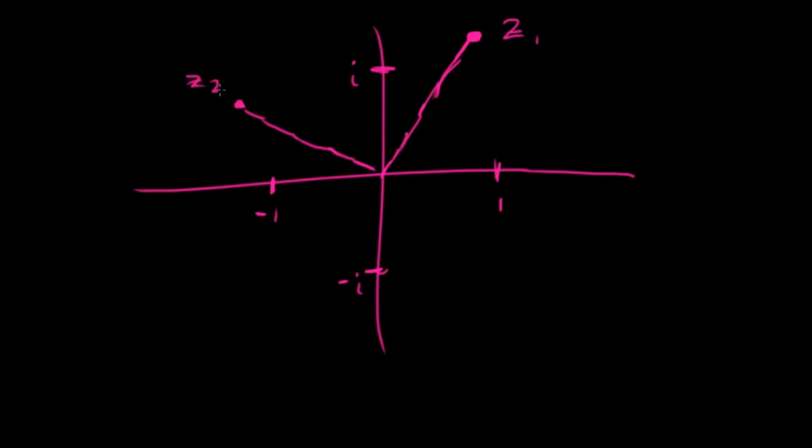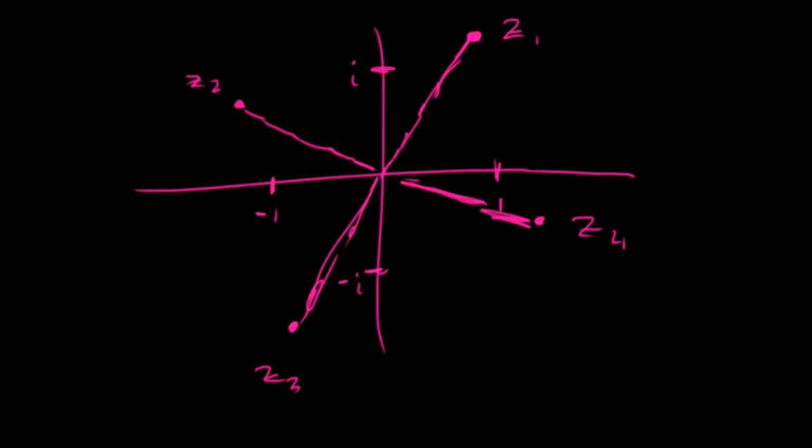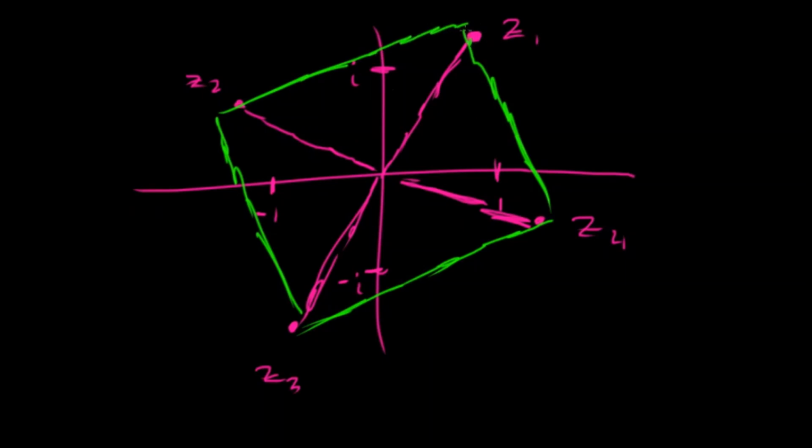That's Z2. Down here, we're going to have our next answer, a little bit bigger than 1, 1.2-ish. That's going to be Z3. Then our final answer is going to be over here. That's Z4. So what am I talking about real quick? This is Z1, this is Z2, this is Z3, and this is Z4. So over here we get, and I may have drawn this a little bit dilated, a little bit off, a square.